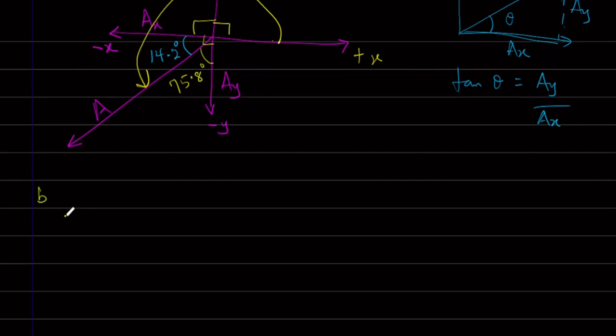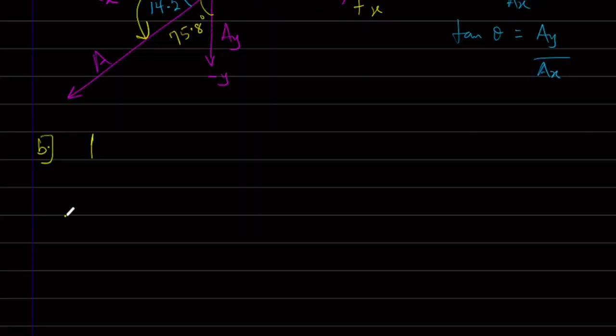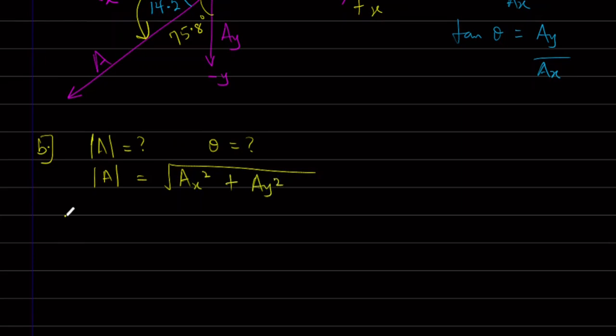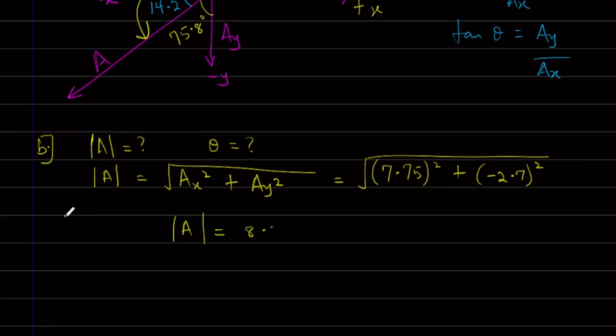You can pause the video to try it. Let's look at it together as well. We want to find the magnitude of the resultant vector and also the direction of the vector. To find the magnitude, use the formula square root of ax squared plus ay squared. That will give us the square root of 7.75 squared plus minus 2.7 squared. So our value for A becomes 8.21 kilometers.